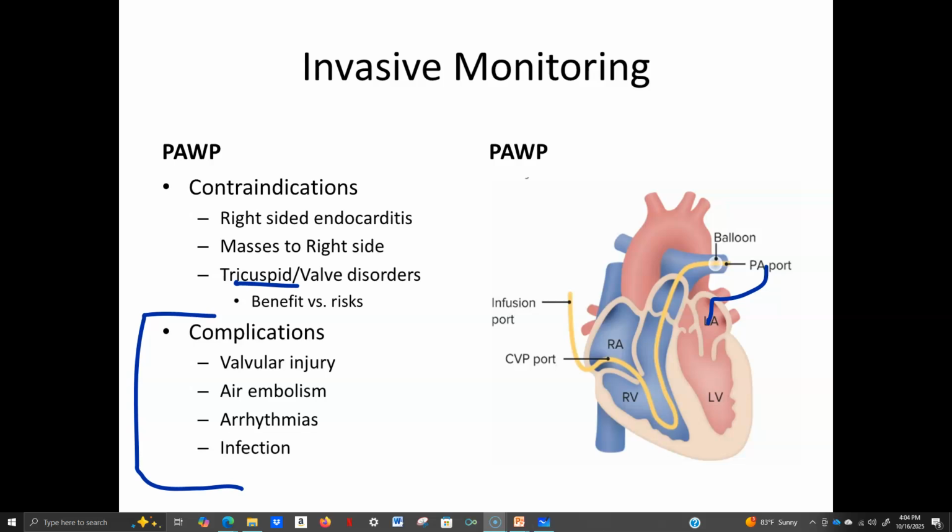Complications are pretty much the same. You can have injury occur to your valves. You can end up with an air embolism. You still have this foreign object in your heart, which could lead to arrhythmias. And then there's that big piece, that safety and infection control again.